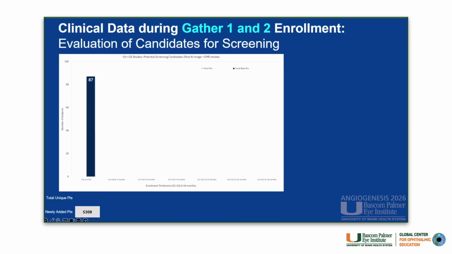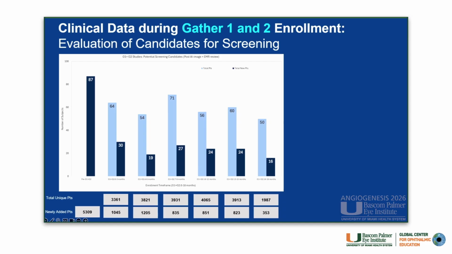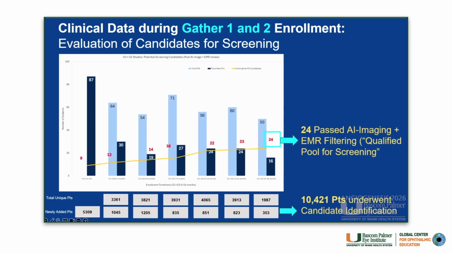Another analysis perspective of these 24 candidates is to look at the accumulation of qualified candidates in each analysis time window. For the 6 months prior to enrollment, here are the patients who were identified based on AI-based imaging review. Throughout the enrollment period, you can see the additional candidates identified, equating to around 1 to 2% of the clinic's pool of total and new patients during that time frame. Following EMR review, you can see the cumulative number of patients yielding 24 patients passing both AI imaging and EMR filtration of the 10,421 patients who underwent analysis.